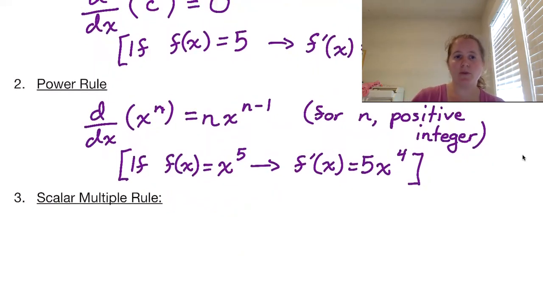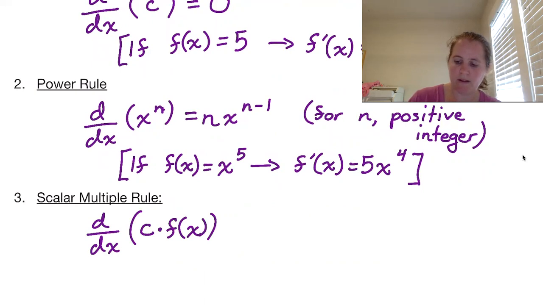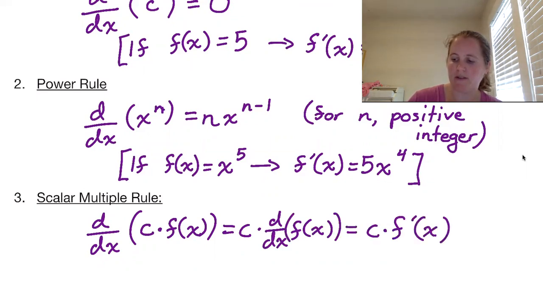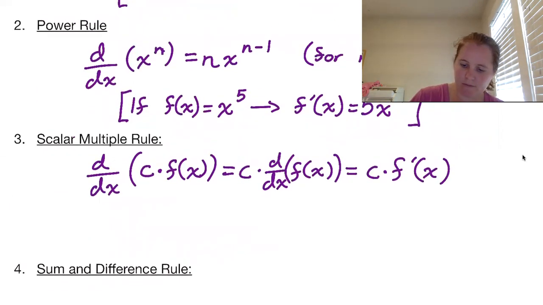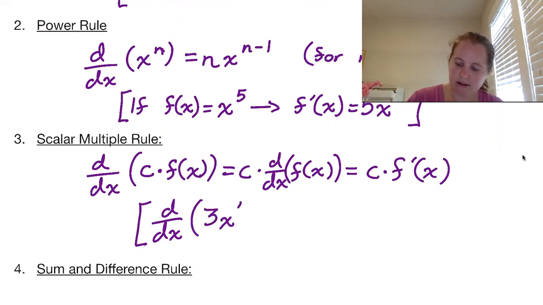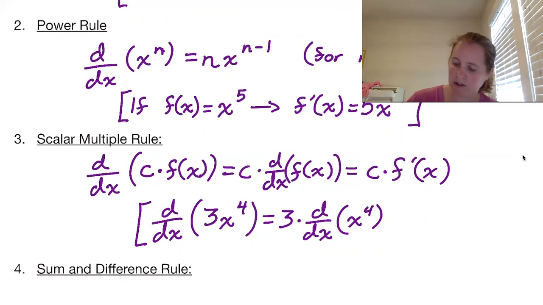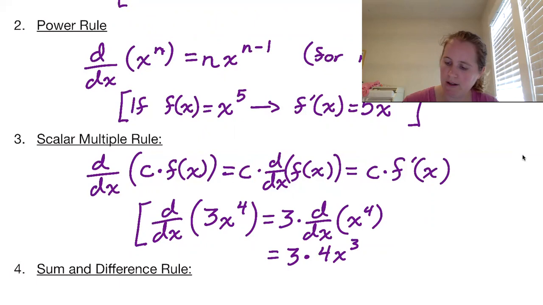Next up, we have the scalar multiple rule. If we wish to take the derivative of some number times a function, so c times f of x, this is just c times the derivative of f of x, or c times f prime of x. So for example, if we wish to take the derivative of 3x to the 4th, this is the same thing as doing 3 times the derivative of x to the 4th, which we could then use the power rule to finish. So that would be 3 times 4x to the 3rd power, bring the 4 out front, drop the power by 1, or 12x cubed.